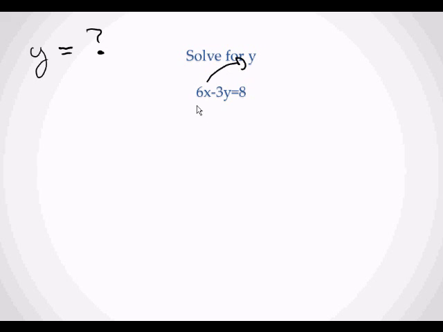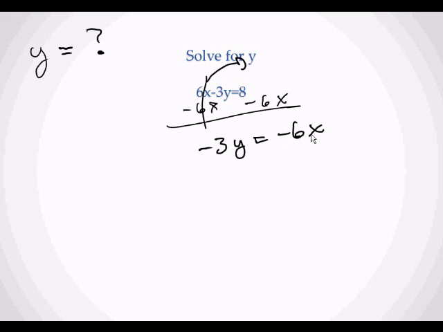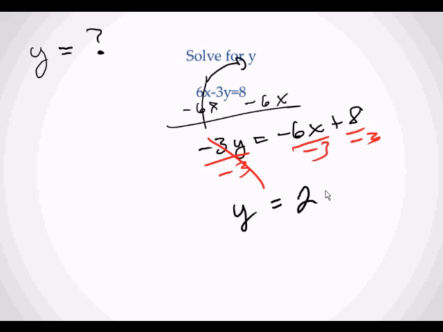Solve for y. In other words, when we say solve for y, we want to get y on one side, everything else to the other. Let's get rid of the 6x first. It's a plus 6x, so I'm going to minus 6x from both sides. 6x minus 6x is 0. Negative 6x plus 8. Get rid of the negative 3. It's negative 3 times y, so you have to divide everything by negative 3.